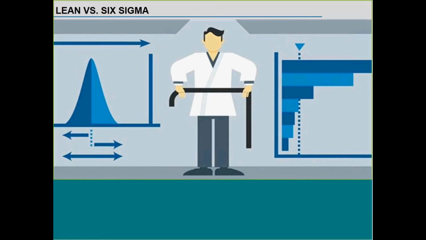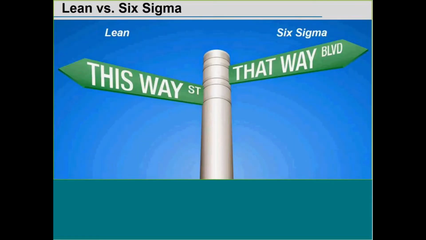Today we'll be talking about Lean versus Six Sigma. Lean and Six Sigma are terms that you have probably been hearing quite a bit lately. There is a difference between the two, and the point of this session is to talk to you about the similarities and the differences between these two terms.